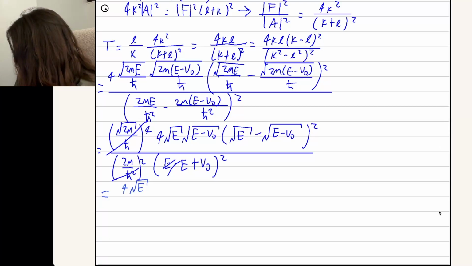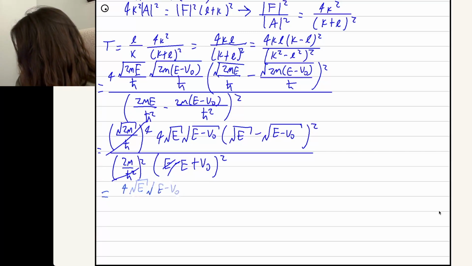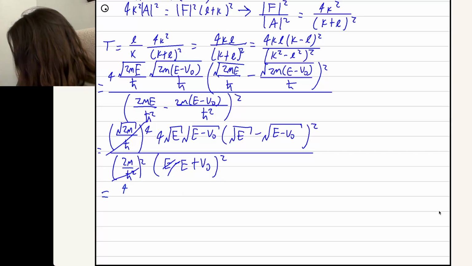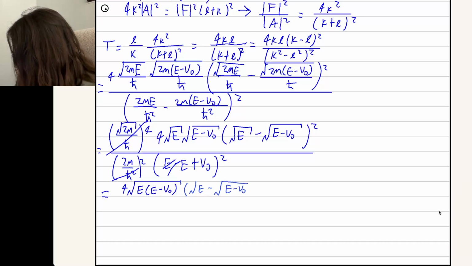4 root E times root E minus V naught, and let's group those into the same radical for prettiness purposes. E minus V naught, in parentheses there. And then this is root E minus root E minus V naught. And then that thing gets squared. And then we just have V naught squared on the bottom.